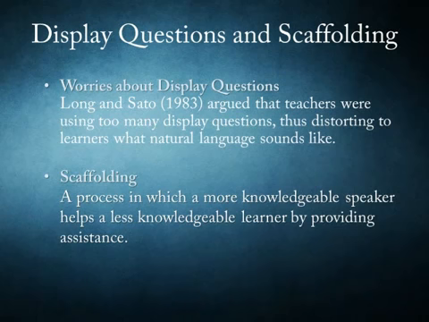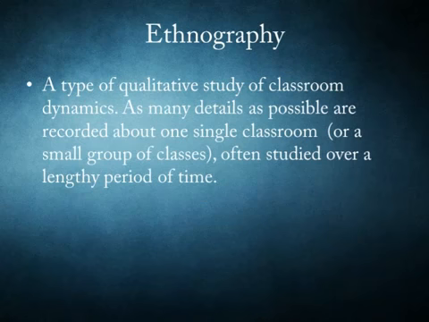One final note about classroom observations. There is a completely different approach to classroom observations, and that is a so-called classroom ethnography. In such an approach, the observer records as many details as possible about one single classroom or a small group of classes. The study often takes place over a lengthy period of time. This is a type of qualitative study in which the researcher tries to analyze the internal dynamics of one particular teacher's approach to language teaching.